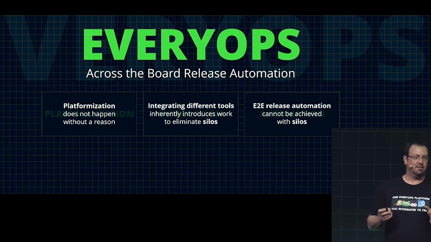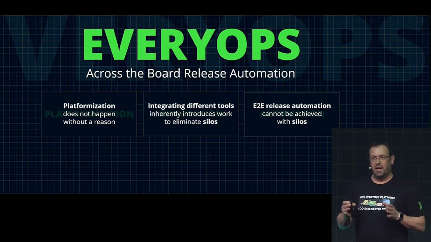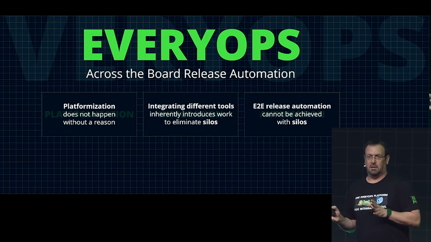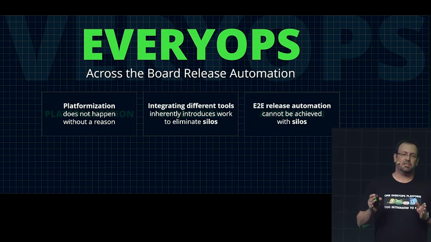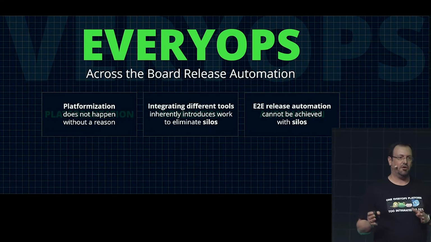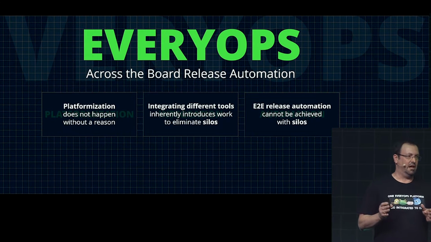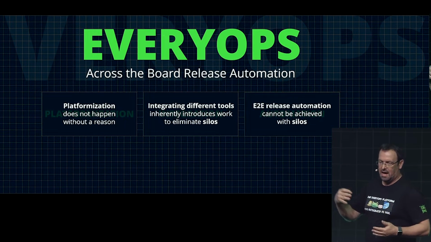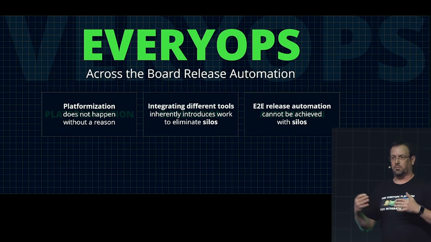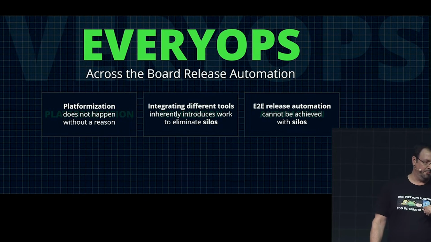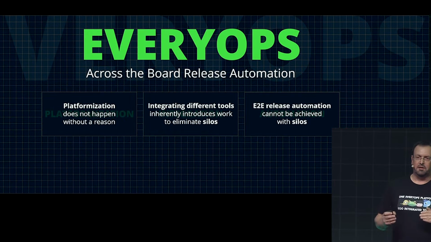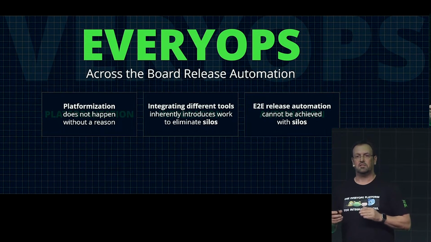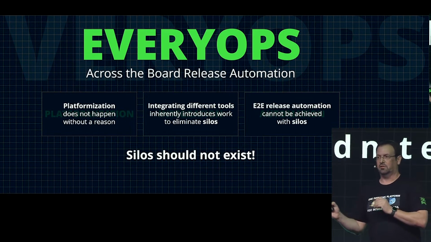And platformization doesn't happen for no reason, because you may achieve the same goal by integrating different tools, all right? And sometimes you don't have a choice. But by getting different tools and integrating them, you're fighting against silos. You're bridging inconsistencies between tools. You're trying to align the entity models of different tools to provide the same visibility that you require. And really, if you want the end-to-end release automation, if you want the promise of EveryOps, this needs to happen without silos. So they shouldn't exist.